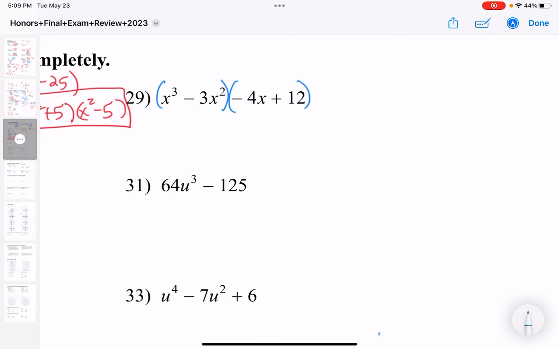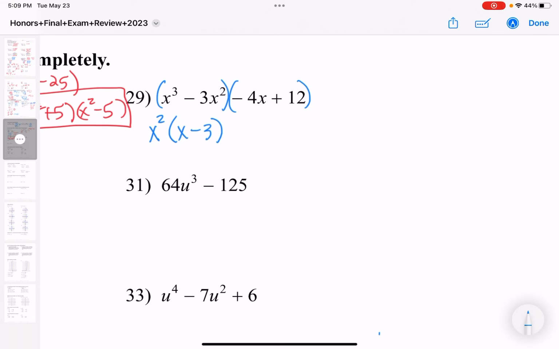I see that both of those numbers have an x. So I know I can take an x out, and you always take out the x with the smallest exponent. So in this case, it's not just x, it's x squared. All right? So if I take x squared, or 2 x's, out of x to the third, I just have 1 x left over. Okay, and then if I take out x squared from negative 3x squared, all that's left is the negative 3.